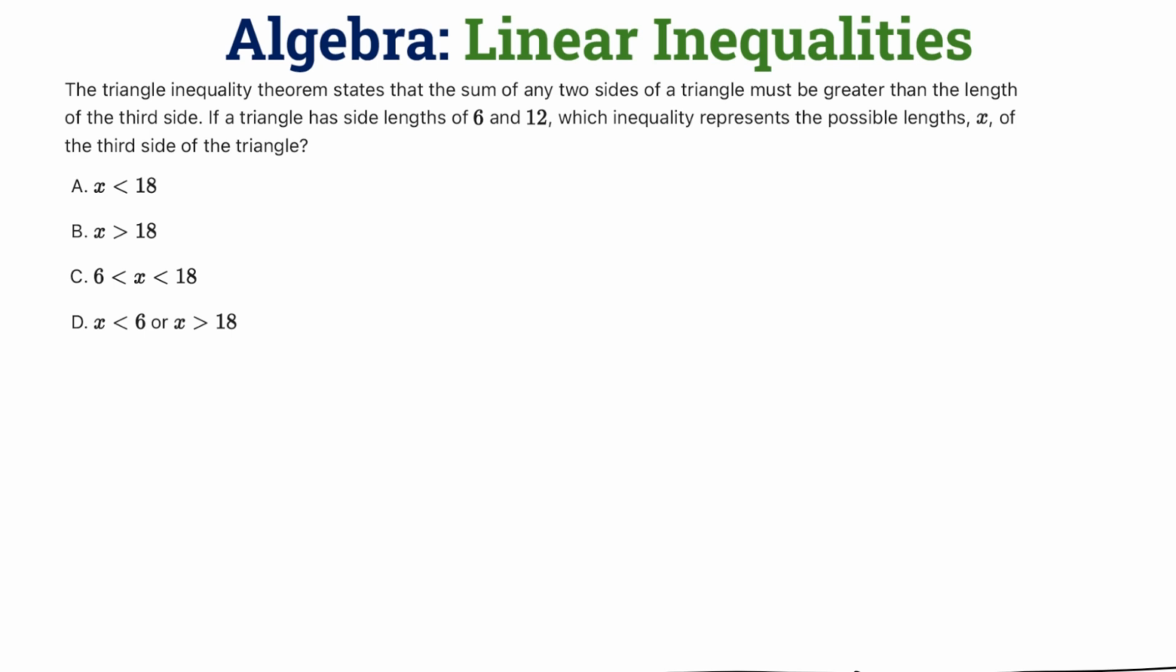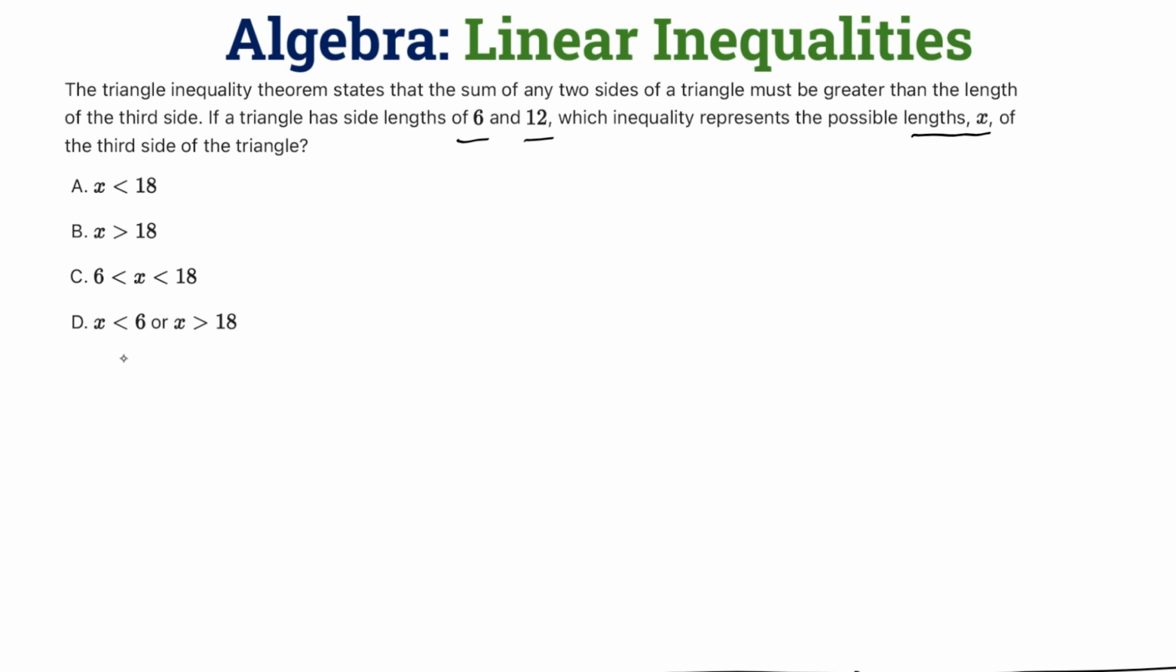Here, we're given the triangle inequality theorem, which states that the sum of any two sides of a triangle must be greater than the length of the third side. We're given the lengths of two sides, which are 6 and 12, and we have to find the inequality that represents the possible length of x, which is the third side.